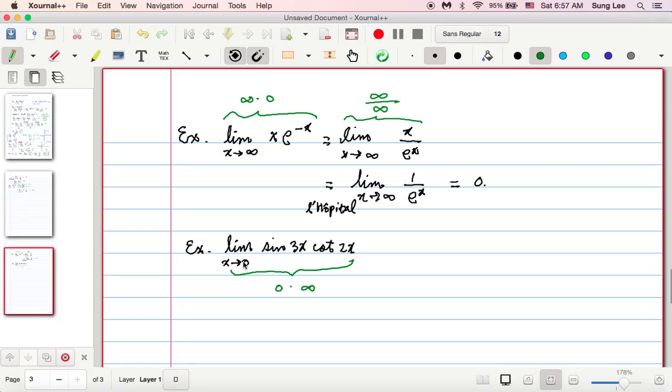Okay, so what I'm going to do is this can be written as limit x goes to 0, sine 3x over, cotangent is 1 over tangent, so tangent 2x.